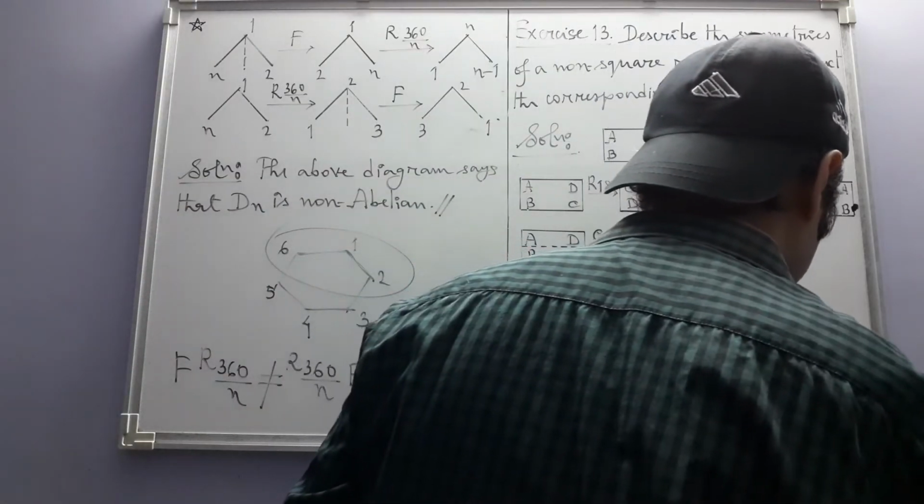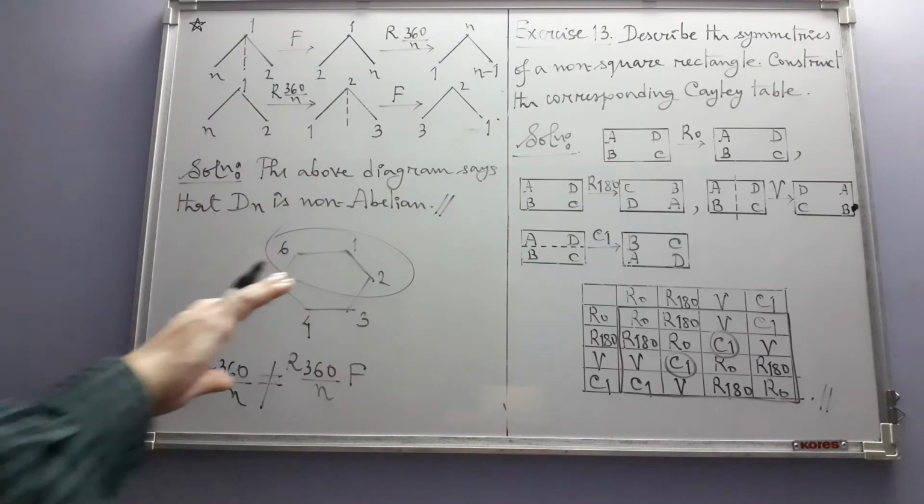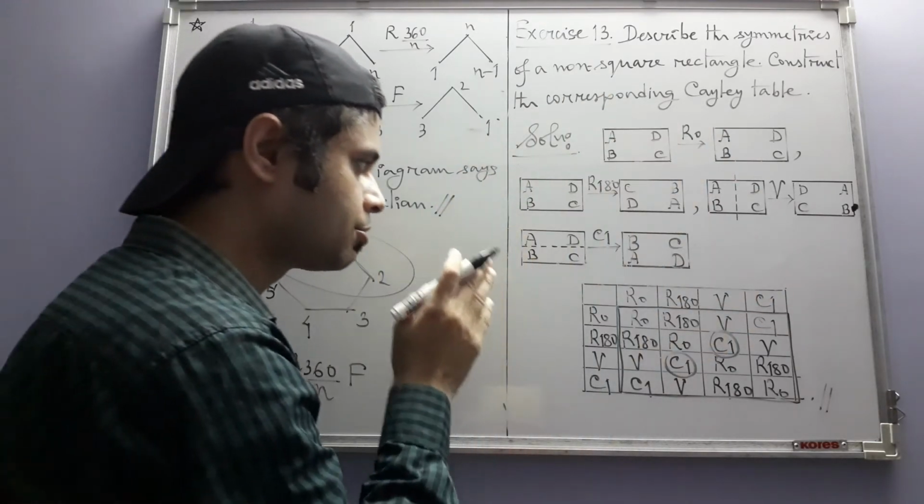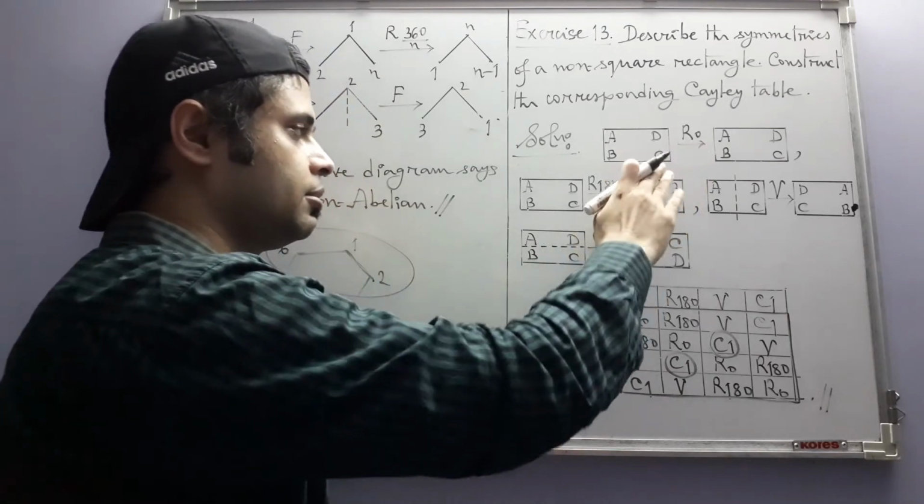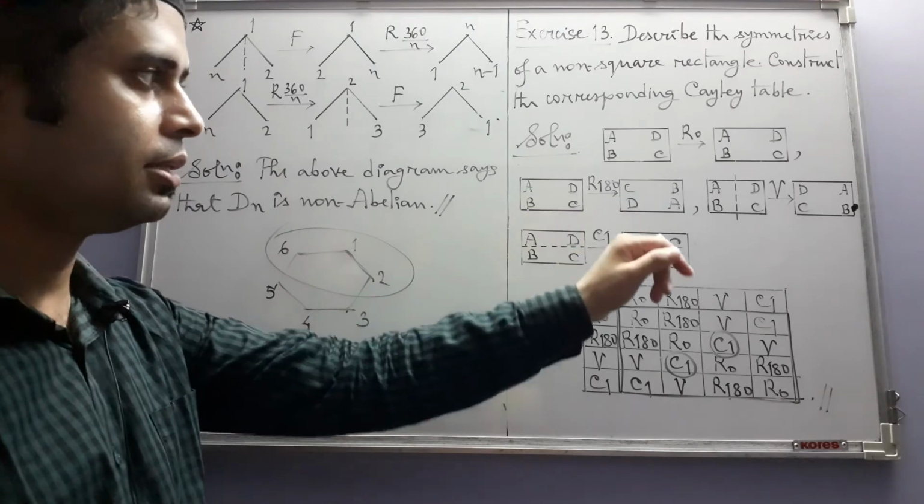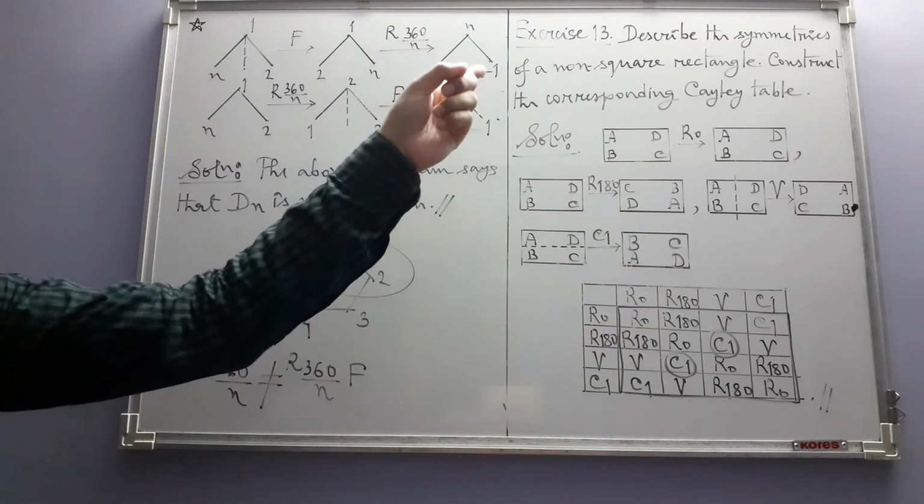I am not writing anything else here, so you can see that. I mean, if you want, you can write these explanations. In fact, you should write to complete the solution what R0 actually means, what R180 actually means. You have to describe those things. See? Describe the symmetries.